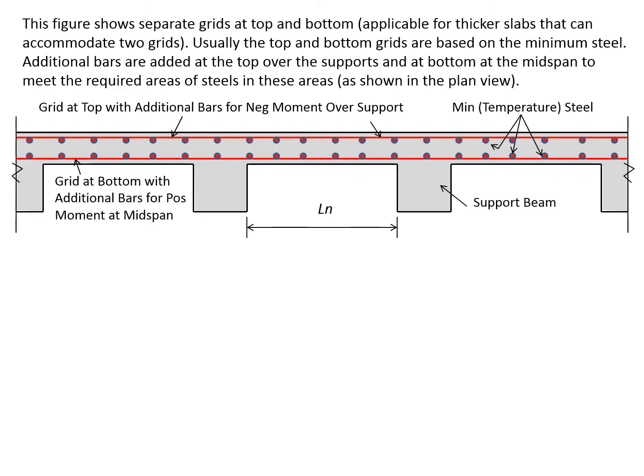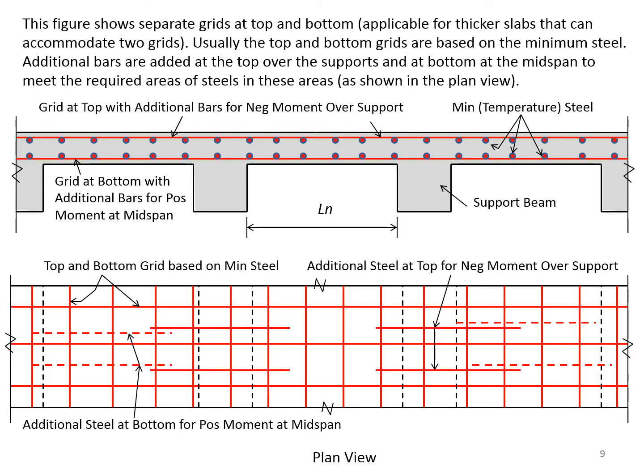This figure shows separate grades at the top and bottom, applicable generally for thicker slabs that can accommodate two grades. Usually the top and bottom grades are based on the minimum steel. Additional bars are added at the top over the supports and at the bottom at the midspan to meet the required areas of steel in these areas, as shown in the plan view. You notice that we had additional steel at the bottom for positive moment at the midspan, shown with the dash bar, and a solid bar shows additional steel at the top for negative moment over support.